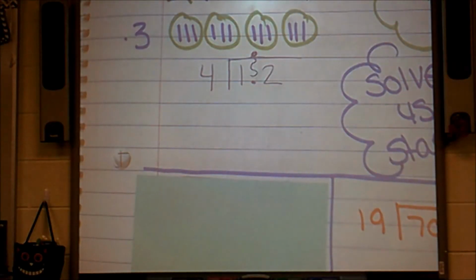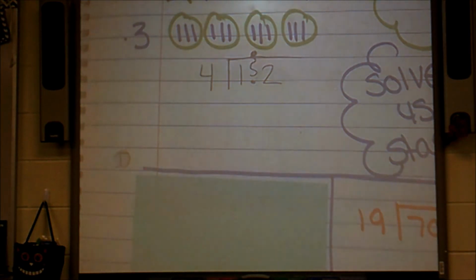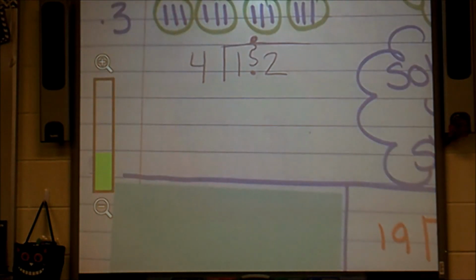And that's where that decimal is going to live now. So now I can treat this like any division problem. I'm going to say in my brain, 12 divided by 4.